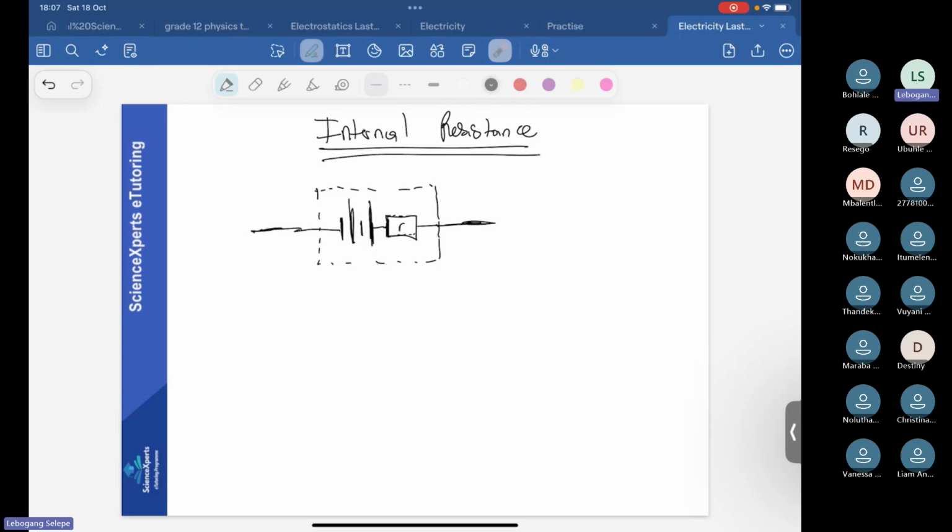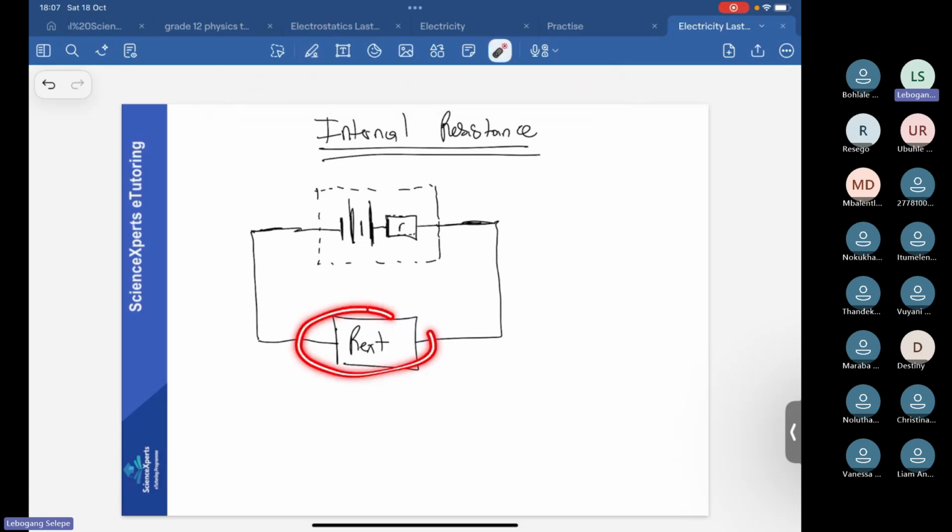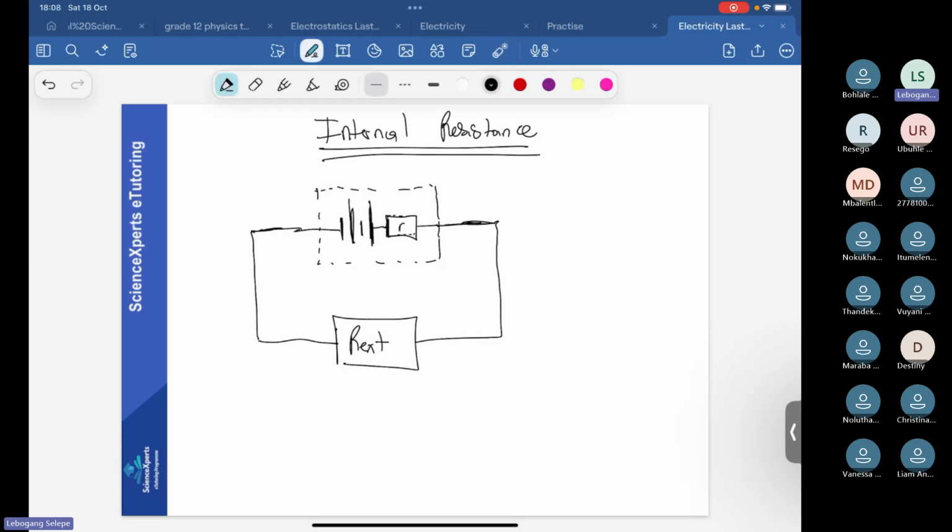Then we would have an external circuit. So an external circuit, I can write it as R external. Yeah? So please note that R external can be a combination of different resistors that are connected in different ways. For example, it's not just one resistor, but different resistors.